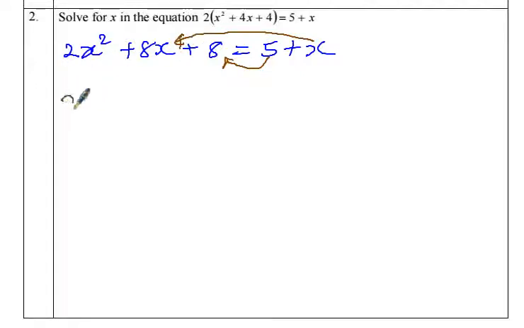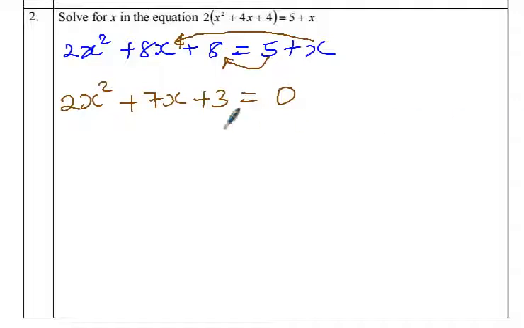So I have 2x squared. Now when this x comes to this side, definitely it becomes minus. So I'll write this as plus 7x because I've taken away this one here. Then this is 8, 5 crosses the equal sign, it becomes minus 5. 8 take away 5, I stay with positive 3. And everything has been taken to the other side. So we have a 0 here.